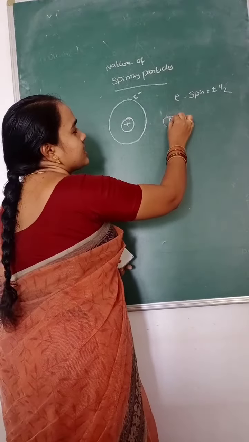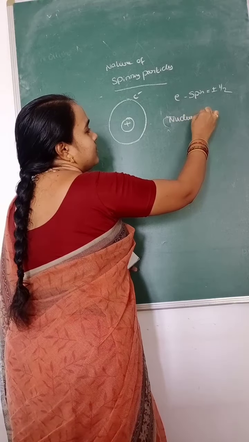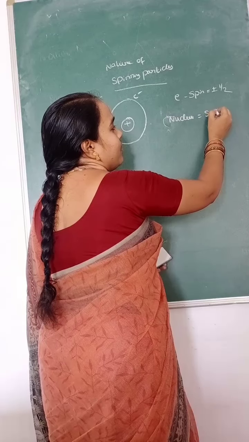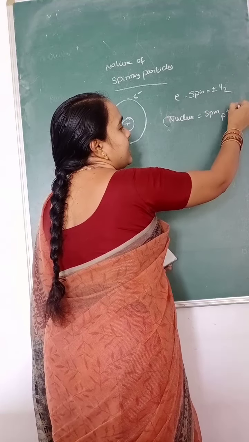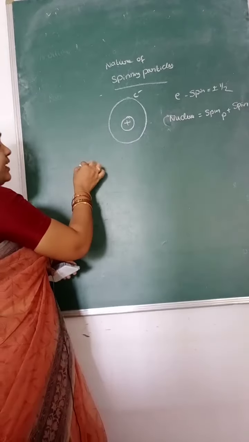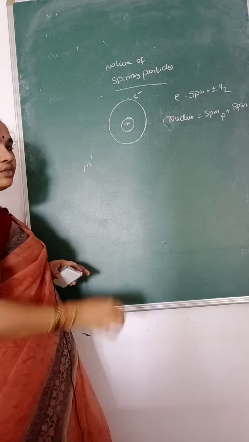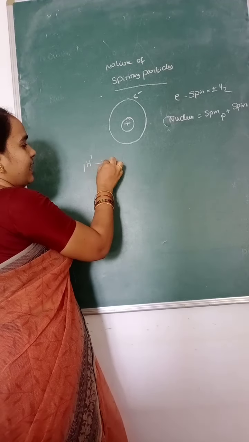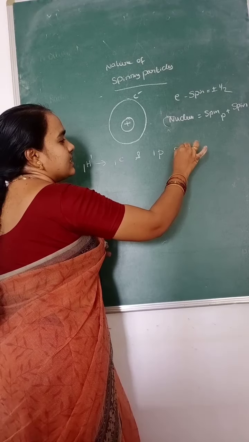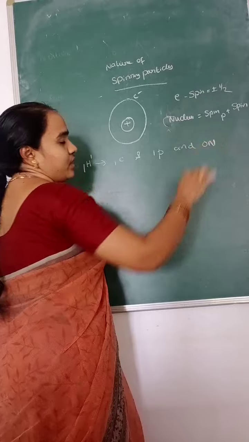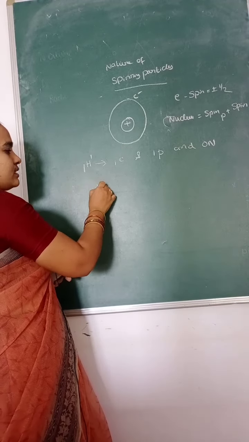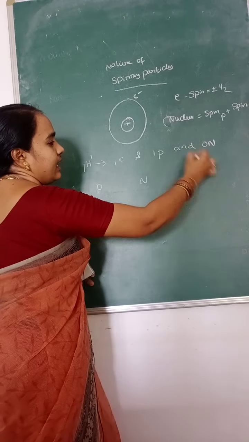The nucleus will also possess spin. This nuclear spin is the resultant spin of protons plus the resultant spin of neutrons. Let us consider the simplest atom, hydrogen. In hydrogen we have one electron, one proton and zero neutrons. So consider the protons, neutrons and the electrons.